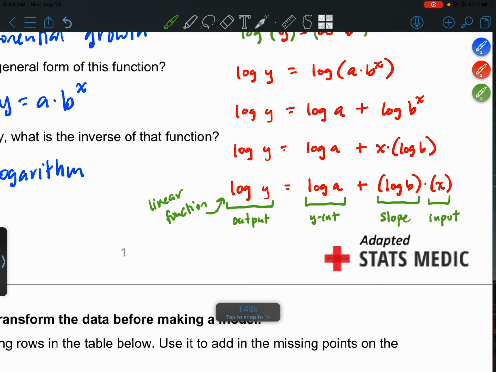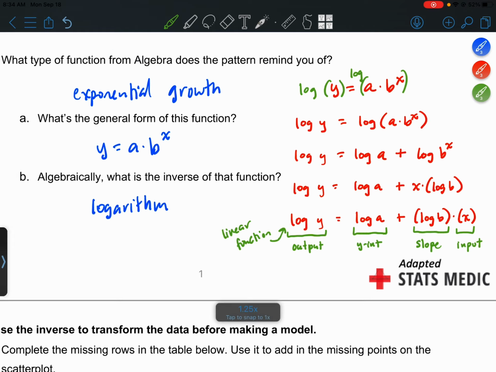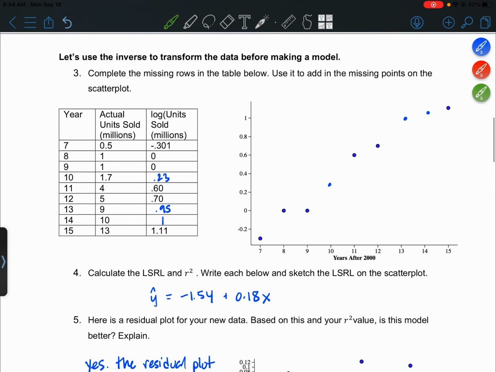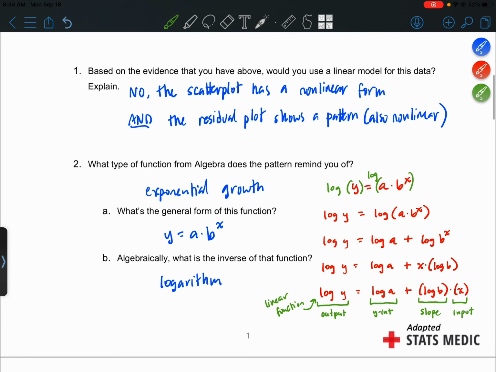All right, so this is a good time to pause the video, and then in your tables you're going to work on questions 3, 4, and 5. And then we'll debrief those questions and then do 6 and 7 together as a class. All right, so pause the video and then unpause when you get to question 6.